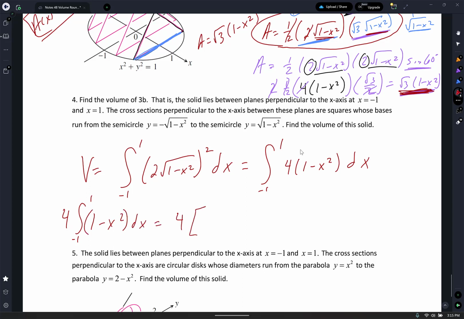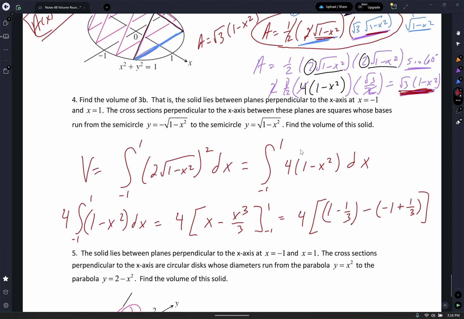Here's my 4 bracket, and then the antiderivative of 1 is x. The antiderivative of x squared is x cubed over 3, from -1 to 1. And let's see, leave the 4 factored out. Big bracket here: 1 minus 1/3 in parentheses, minus parenthesis, -1 plus 1/3, close bracket.